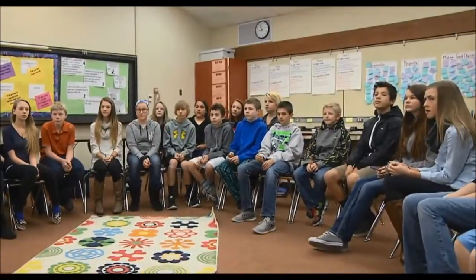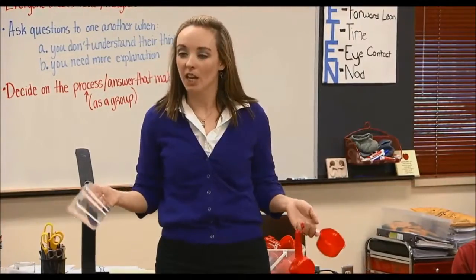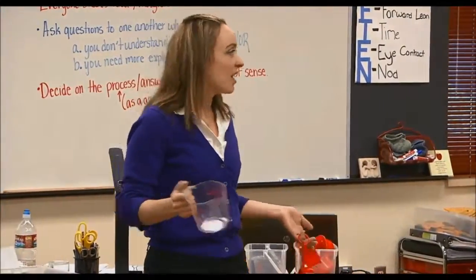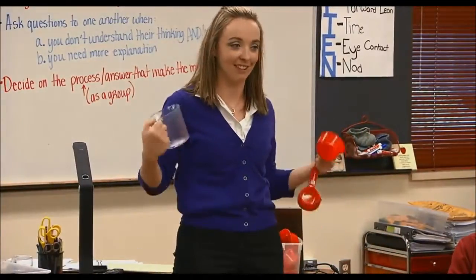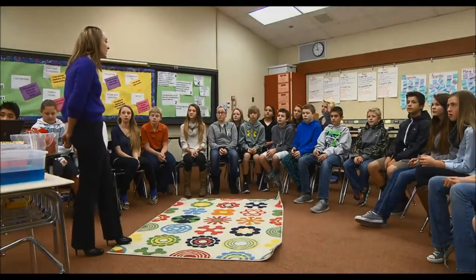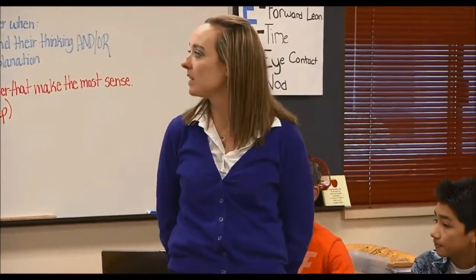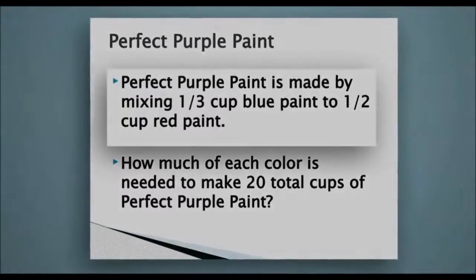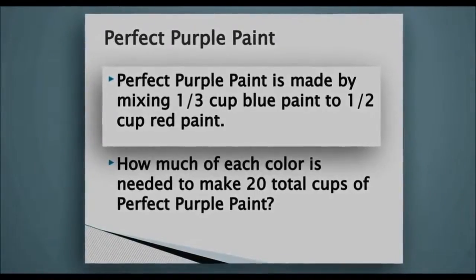Today, we get the opportunity of trying to create the perfect color of purple paint, okay? In fact, I'd like to paint our room. So purple is a better color, and look, just for the task, I wore purple today. And it says perfect purple paint is made by mixing 1/3 cup blue paint to 1/2 cup red paint.